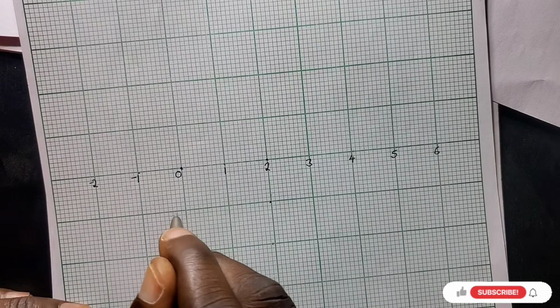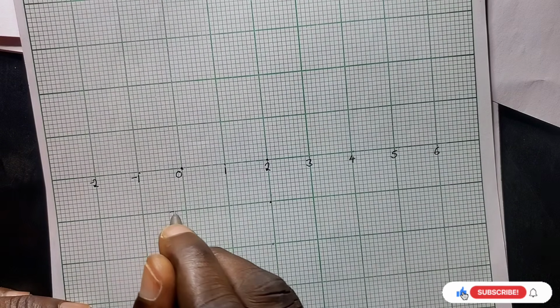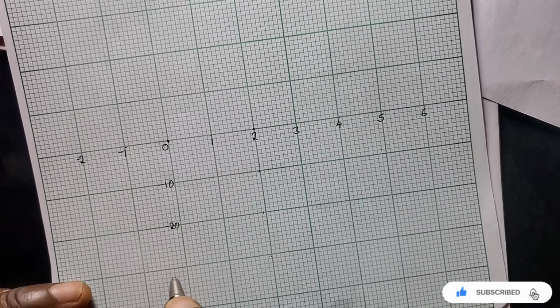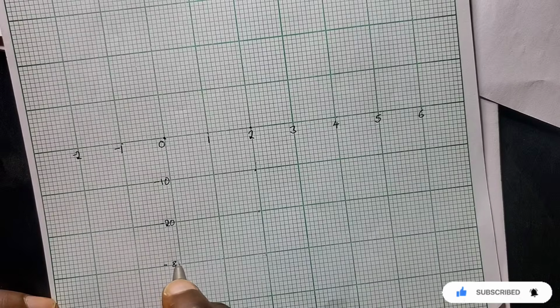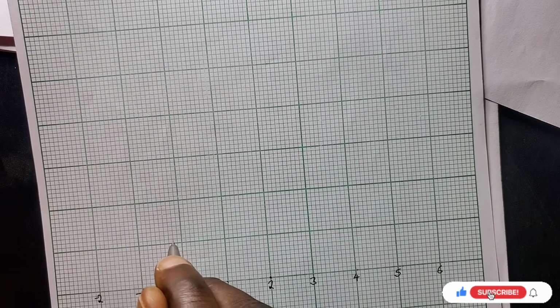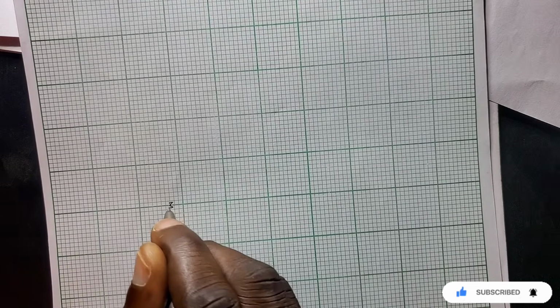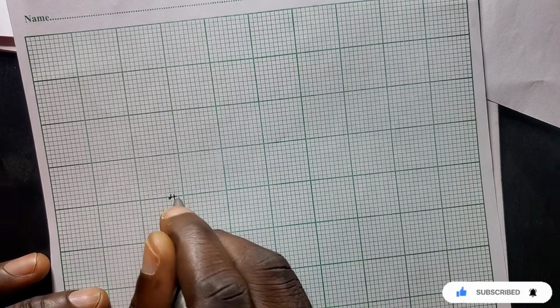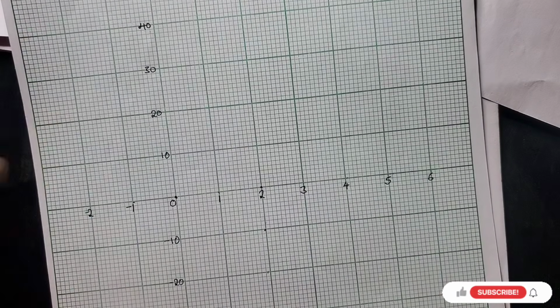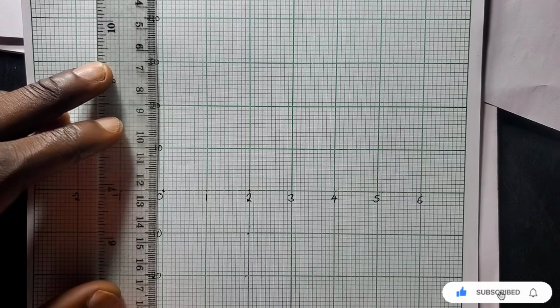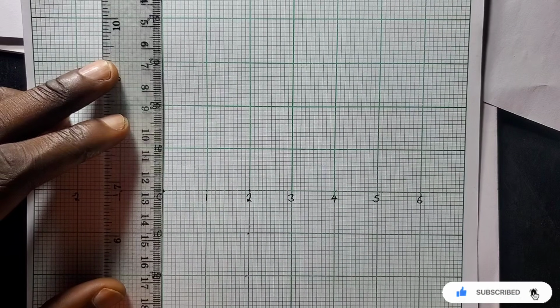Here they're saying 2 boxes represent 10. So this is negative 10, negative 20, negative 30, negative 40. Let's go to the positive part. This is 10, 20, 30, and finally 40. Let's now draw the x and y axes. So this is the x and y plane.